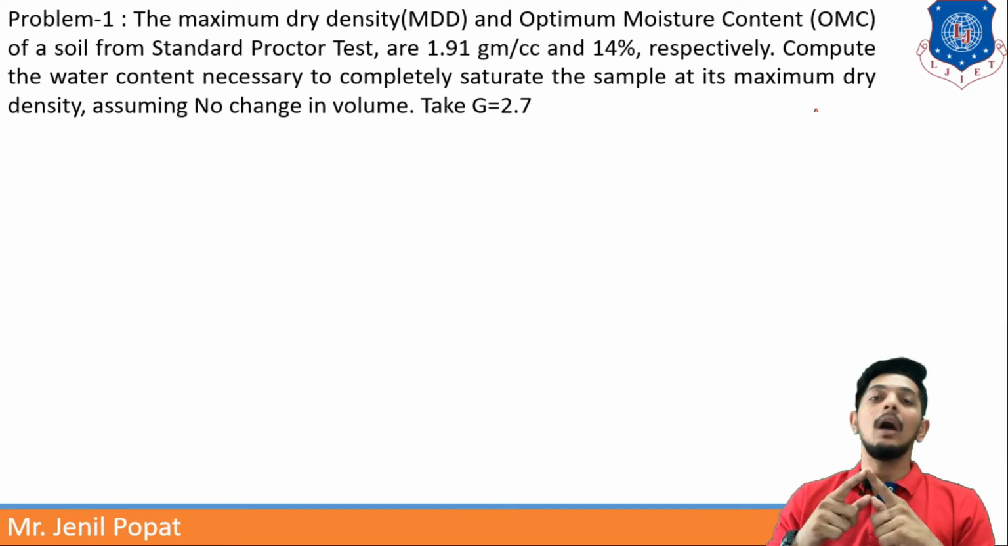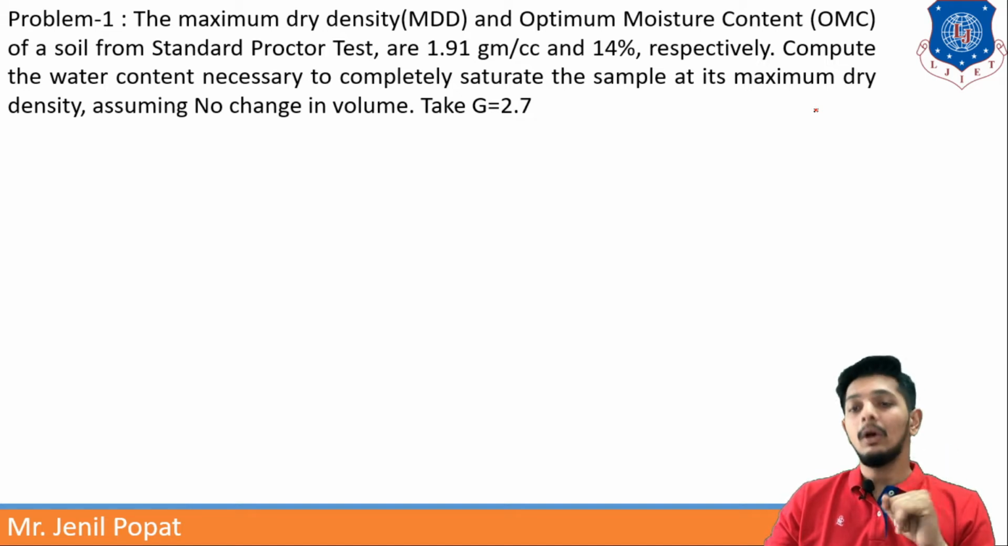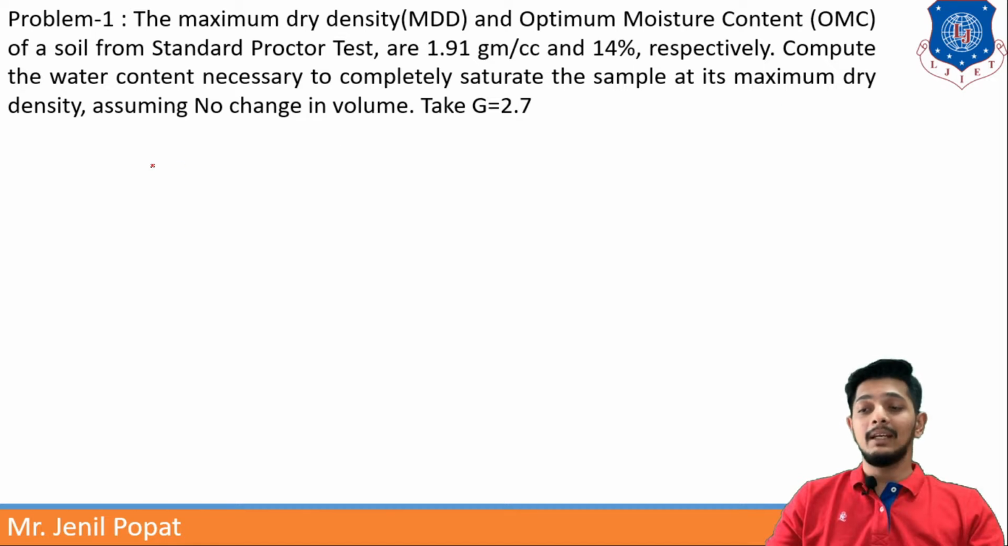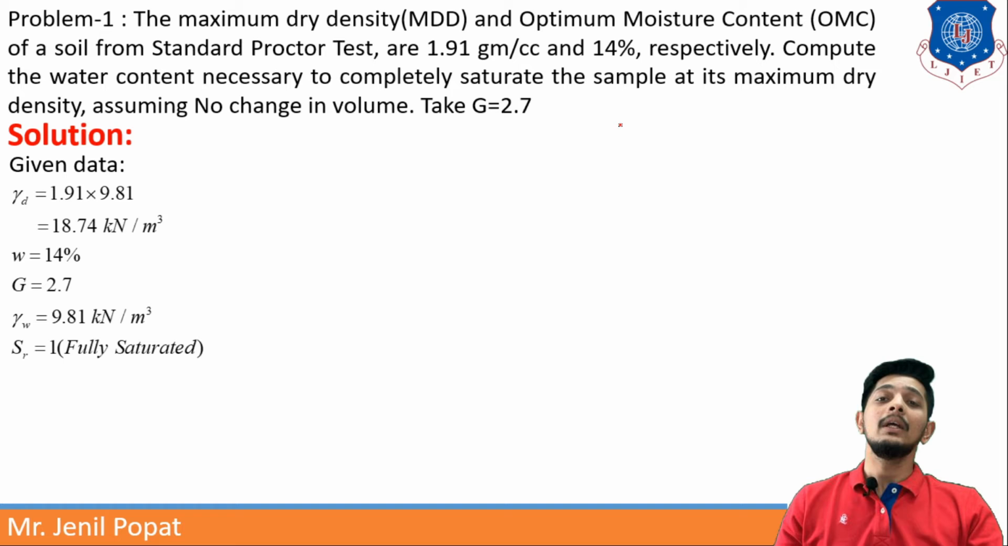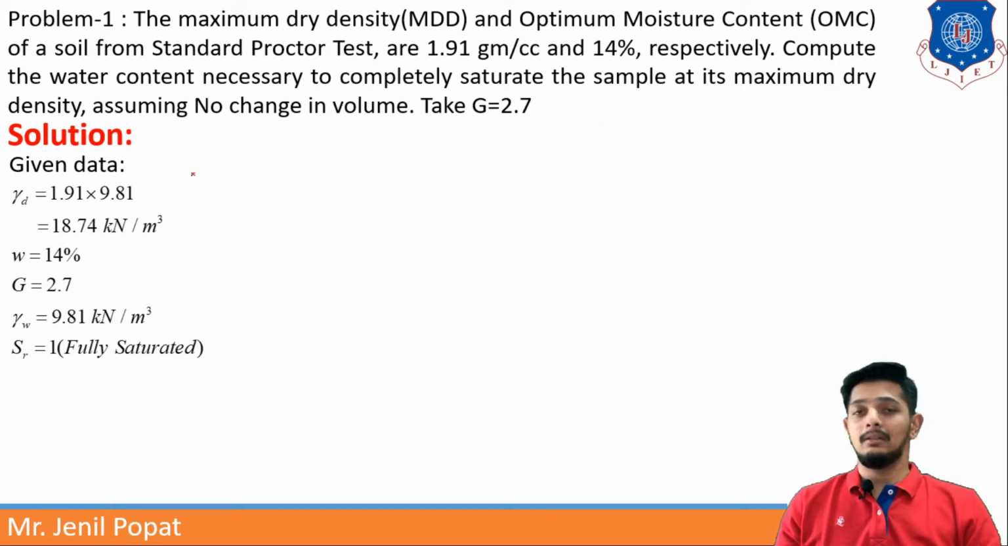So you need a water content which will make Sr 100%, or we can say fully saturated at its maximum dry density, assuming no change in the volume, and G comes out as 2.7. Now, it is a very simple problem. If you write the given data, it will be very easy. Gamma d, dry unit weight, can be found out as 1.91 into 9.81. So, gamma d comes out as 18.74 kilonewton per meter cube.